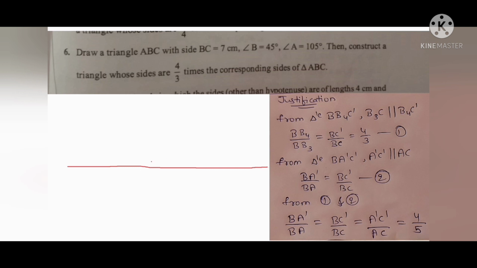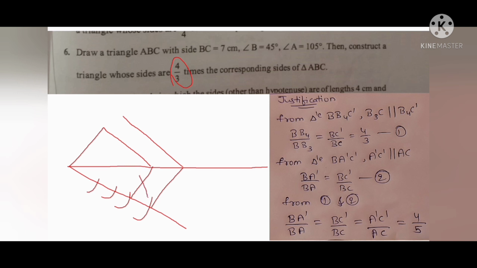They are telling BC is equal to 7 centimeter, correct? So we will make a big triangle, because 4 by 3 times means 4 is in the numerator, so it will become a big triangle. Now we will put in the arc. Let's take this one as A, B. Okay, the same way you have to do the arc, and you can solve. I have not done it fully, you can do the rest.